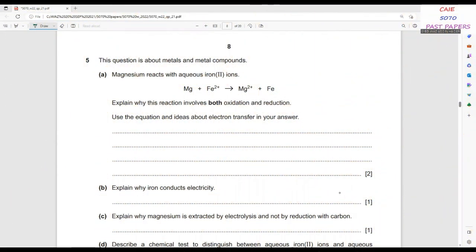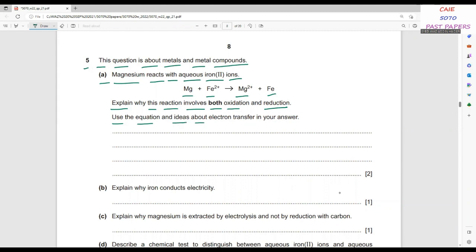Question number 5. This question is about metals and metal compounds. A. Magnesium reacts with aqueous iron 2 ions. This is the reaction. Mg plus Fe2+ gives Mg2+ plus Fe. Explain why this reaction involves both oxidation and reduction. Use the equation and ideas about electron transfer in your answer.